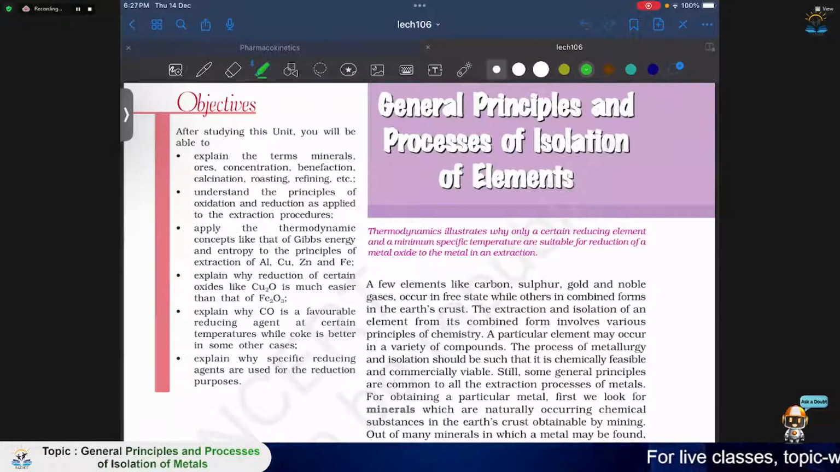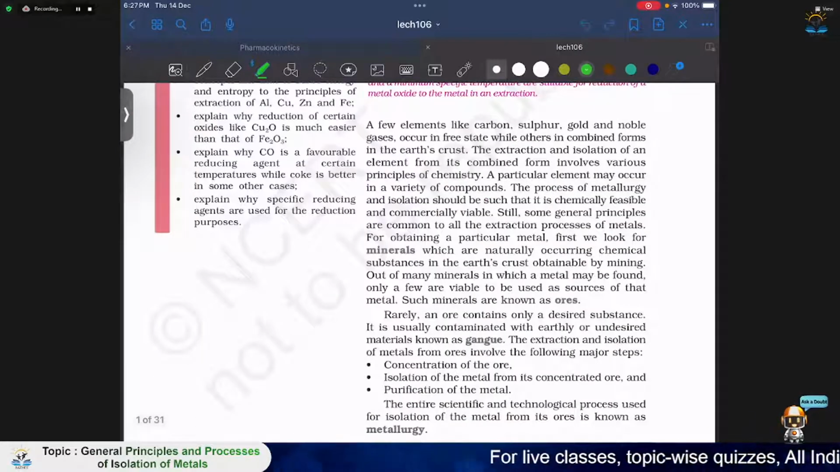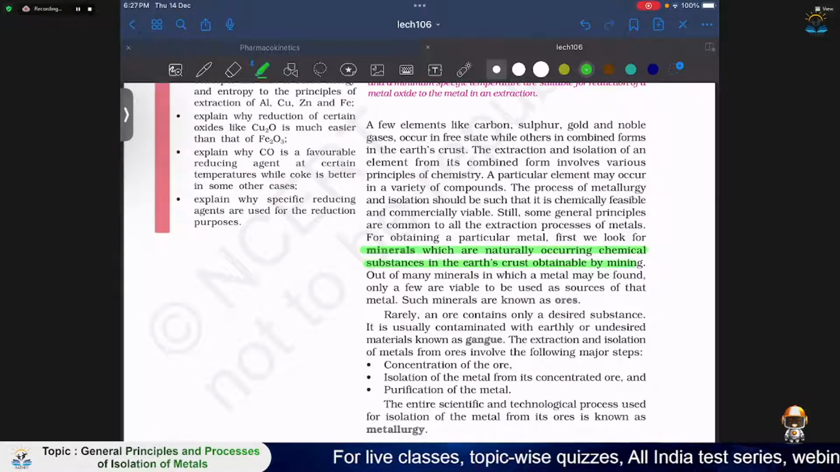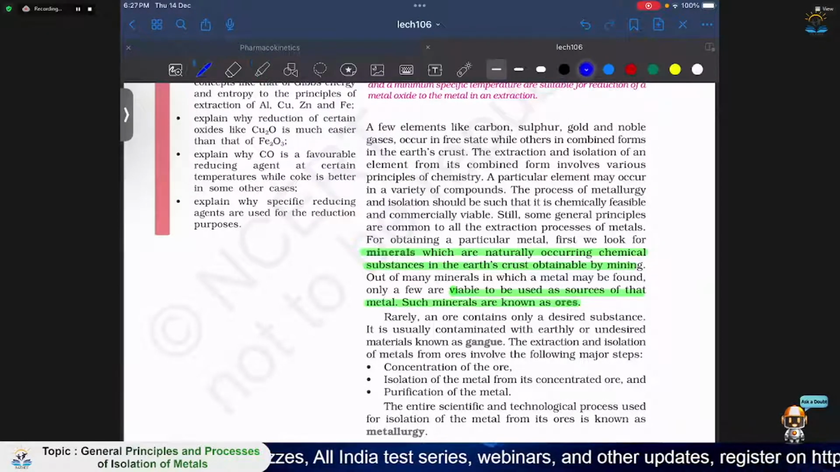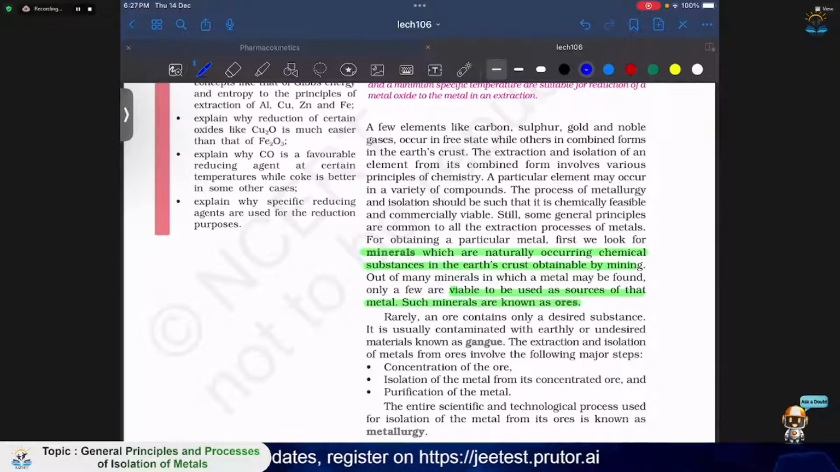So what is a mineral? A mineral is a naturally occurring chemical substance in the earth's crust, which we can obtain by mining. But what is ore? Ore is any mineral from which you can extract the metal economically. It should not cost very much, it should be easy to extract. That mineral is known as ore. So, ore is a kind of mineral from which you can extract an element easily or in a viable method.